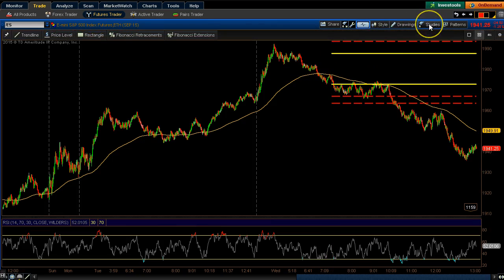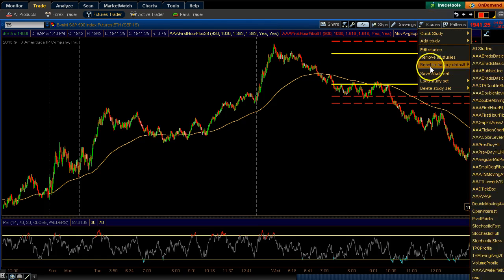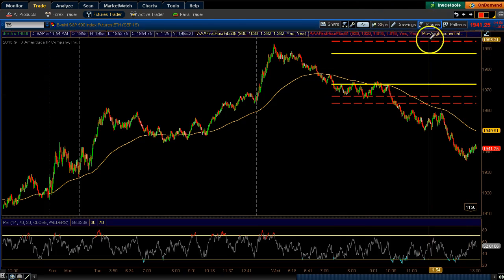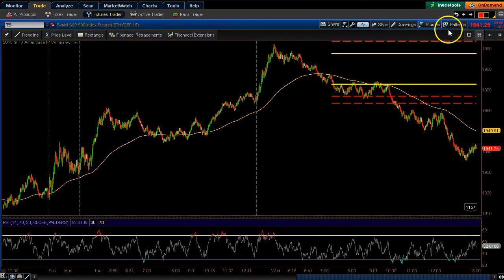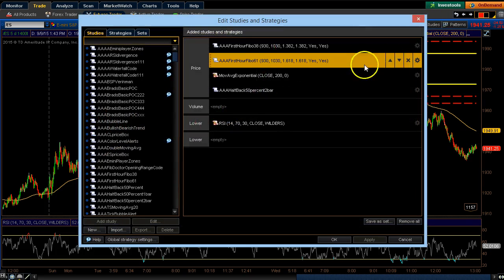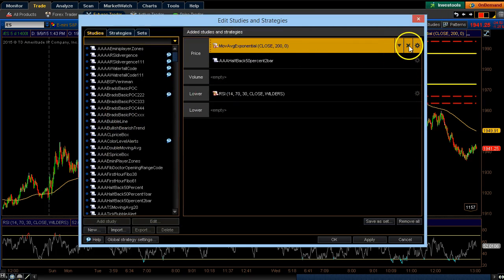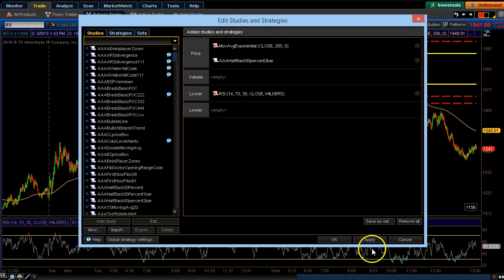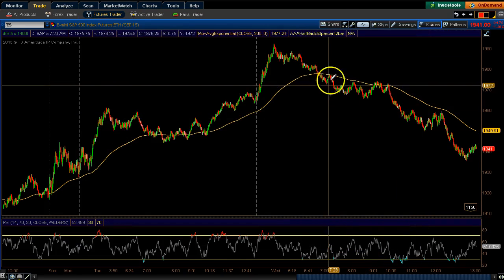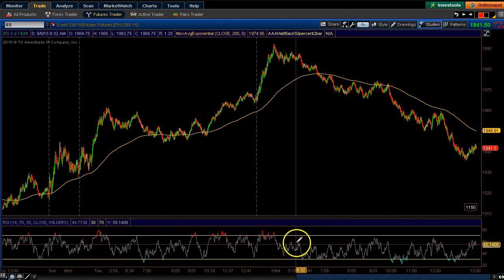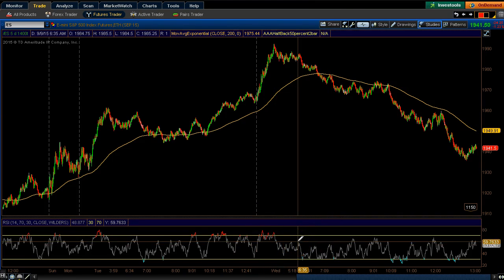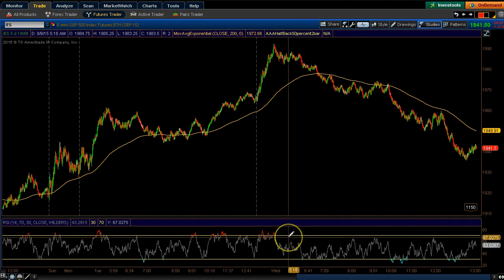Now, the one thing that I do use with this is the 200 moving average exponential. Let me take off the first hour fibs. So this is the way the chart should look, and I left the RSI on here on purpose because I want to show you how you could look for divergence that we spoke about earlier on the 1400 tick chart.